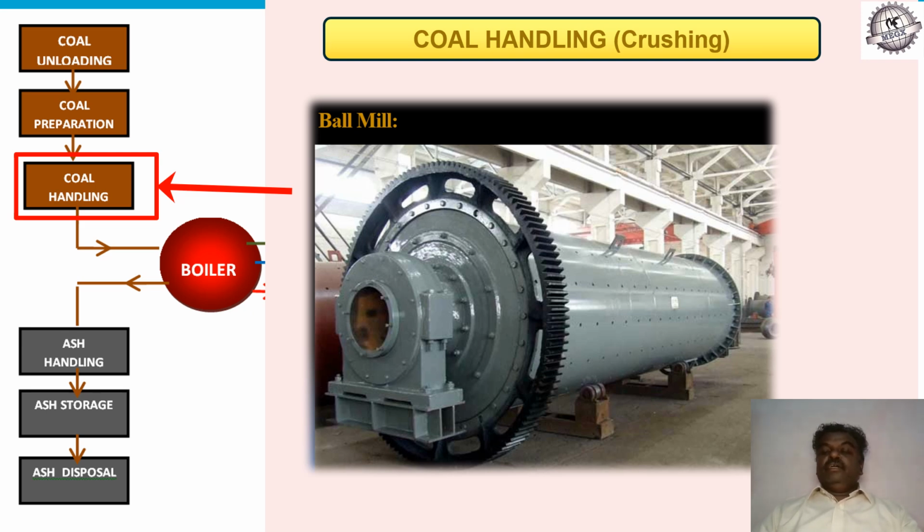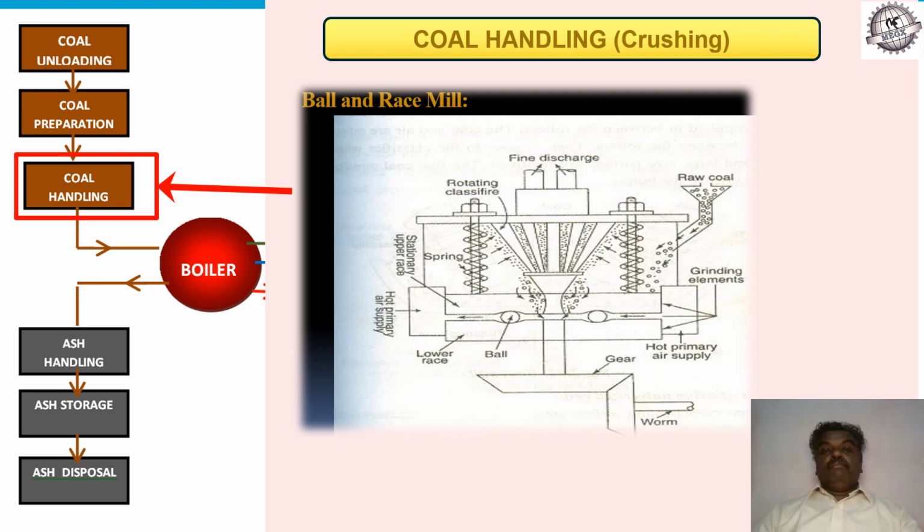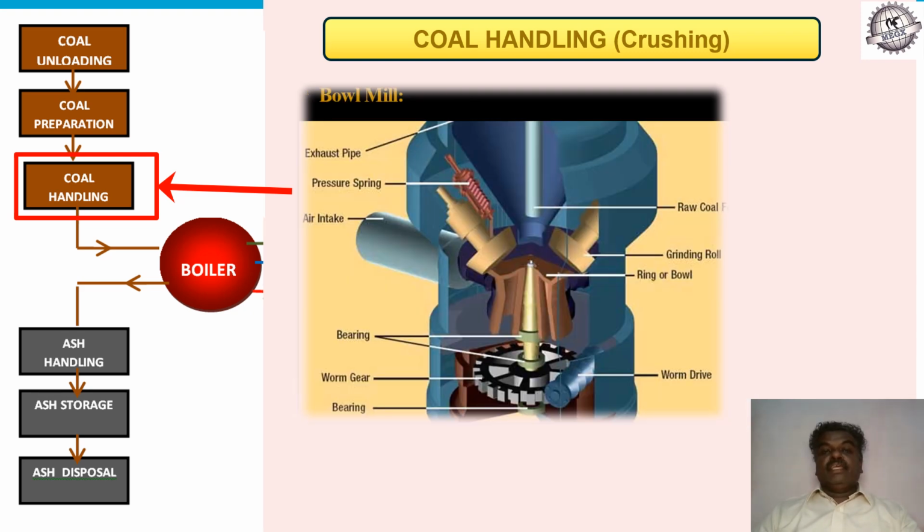And for that, mechanical equipment called pulverizers are used for crushing the coal which is in the boulder form to a consistency of fine powder. The different crushing equipment that are available are ball mills, hammer mill, ball and race mill, and the bowl mill. So these mills help in crushing the coal into a fine state, something like a talcum powder.